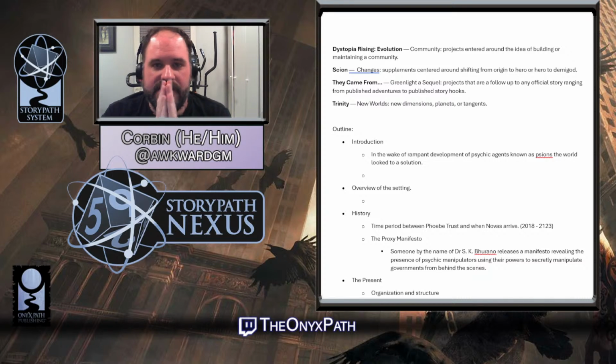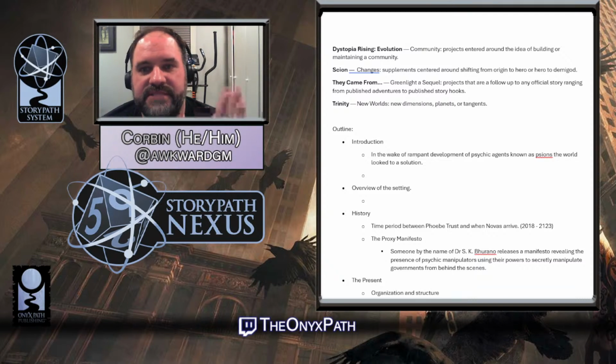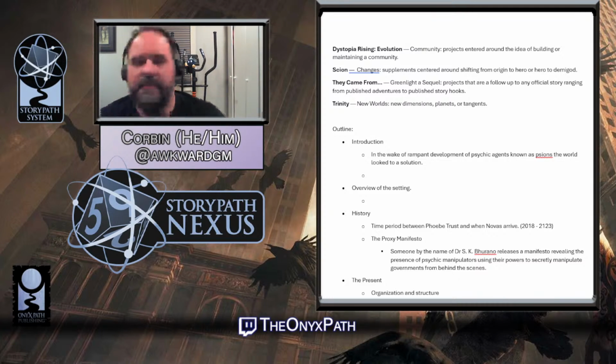So Dystopia Rising, community projects; They Came From, new worlds; Scion is changing, which is centered around going from the origin tier of play to hero, and from hero to demigod. I don't believe God has been allowed to be up on Storypath Nexus. Typically, and this is just my feel for it, nothing official, if a book has come out within the last year, it's probably not up on Storypath Nexus for use by people.